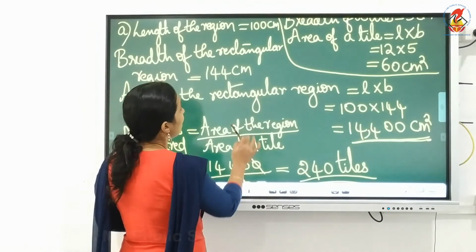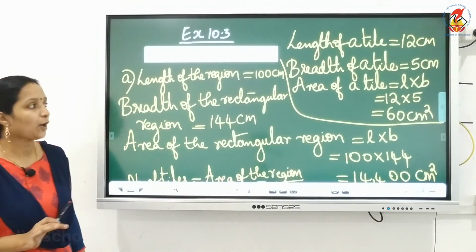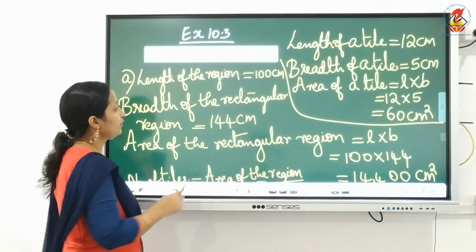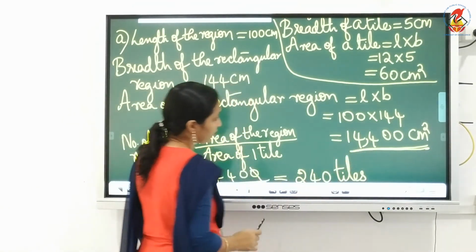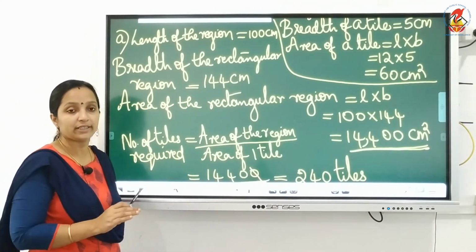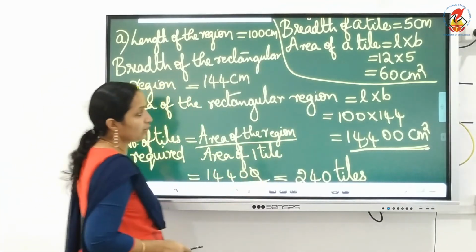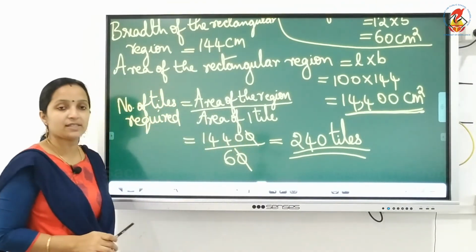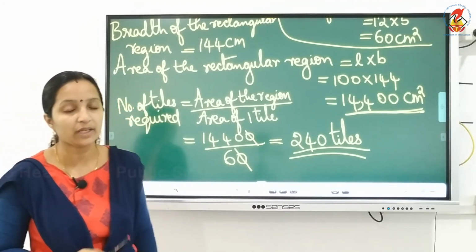In the same way, you can find how many tiles are required for the second rectangular region. I hope this first answer is clear. First we found the area of the tile, and the area of the first rectangular region, which is 14,400. To find how many tiles are required, area of the region divided by area of one tile. 14,400 divided by 60 is 240 tiles required to cover the first rectangular region.